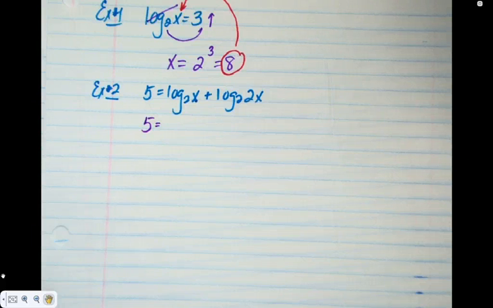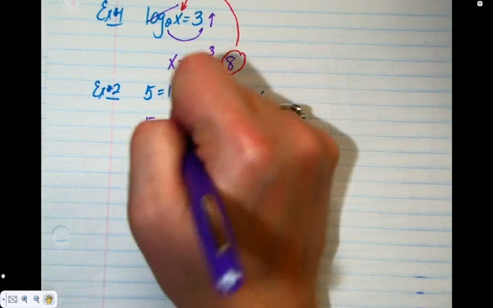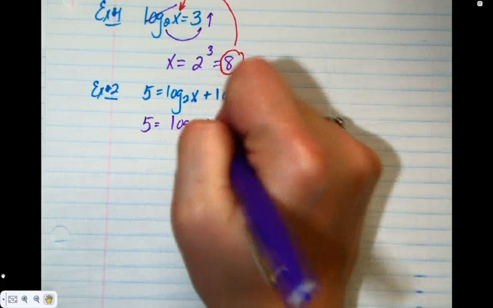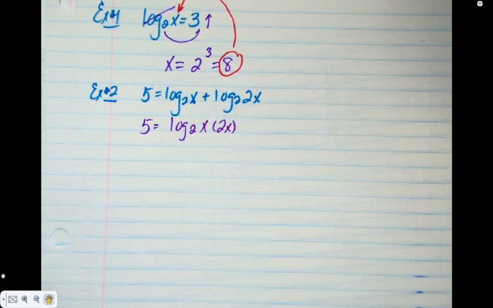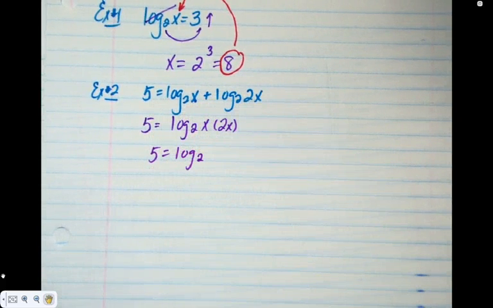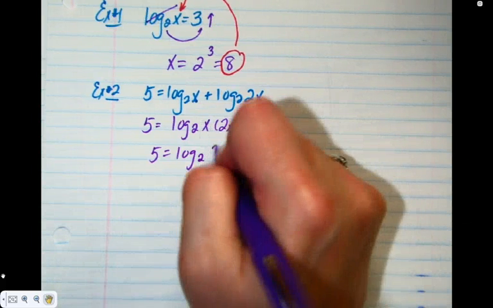How can I simplify the right-hand side? Log base 2, log base 2. If I'm adding, what do I end up doing with those 2 values? Multiplying. I'm just going to do it step by step in this one. I'll actually multiply it through in the next step. So adding becomes multiplying. Now I'm going to simplify that. So 5 equals log base 2 of... well, what is x times 2x? 2x squared.